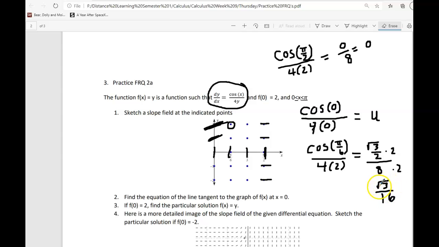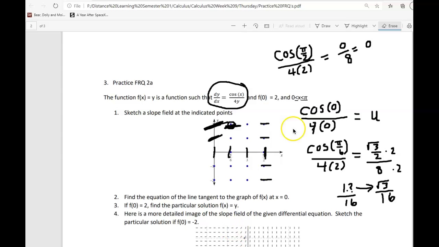Now radical 3, that's a really weird slope to have, right? How do we graph that? Well, here's the good news. Radical 3 is basically just 1 point something. Doesn't really matter what it is. And the bottom is 16. This is such a small slope that who really cares? It's basically just going to look flat. I mean, it's going to be very flat. It's not quite 0, but it's very small. We're just estimating it, okay?